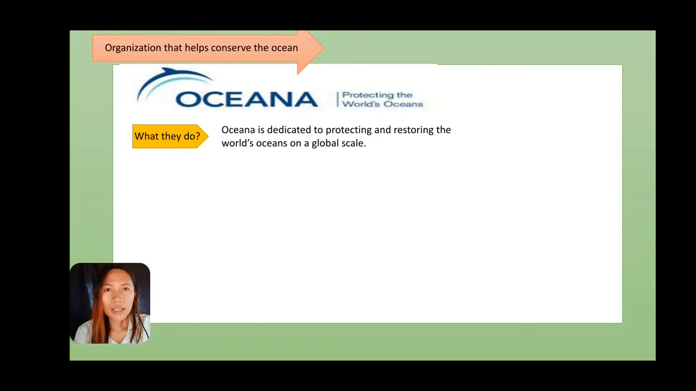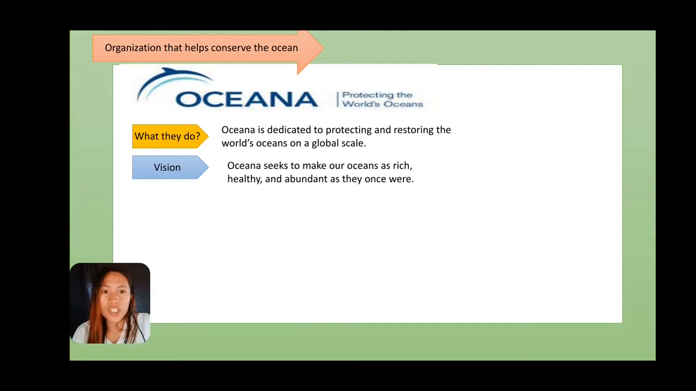There are others that, as I said earlier, have crossed a line, and we're thankful that there are organizations who help in restoring and protecting the ocean. Now, what is their vision? Their vision is to make our oceans as rich, healthy, and abundant as they once were.